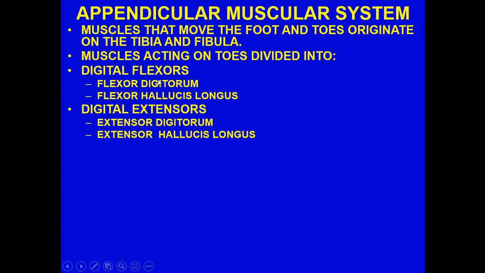Now, if you look at both of these, you can pretty much figure out the names. This is for all the digits in the toes. This focuses on the big toe. That's it for flexors. The extensors, to the same degree: these are going to handle the rest of the toes. This focuses only on the big toe.